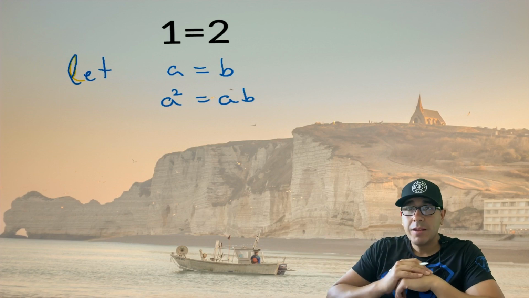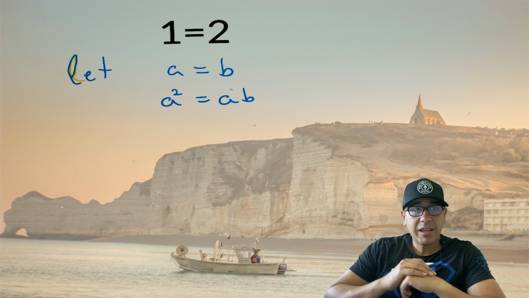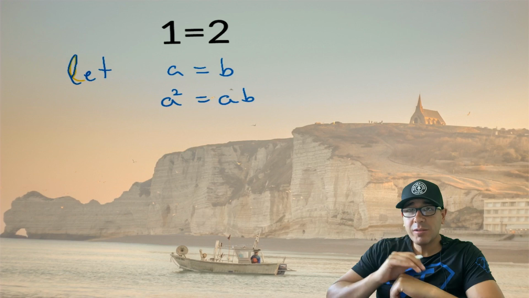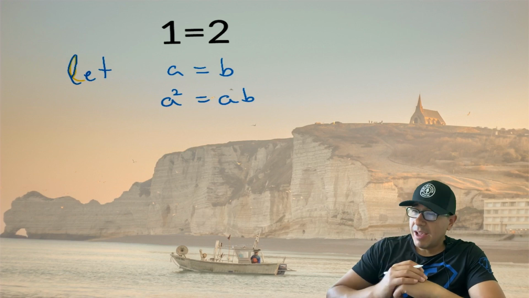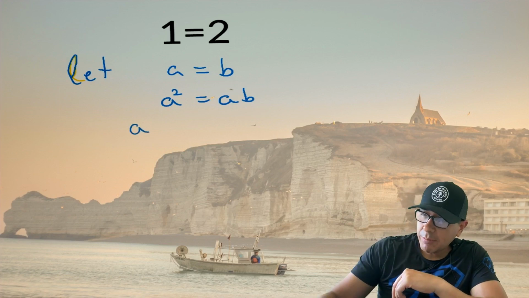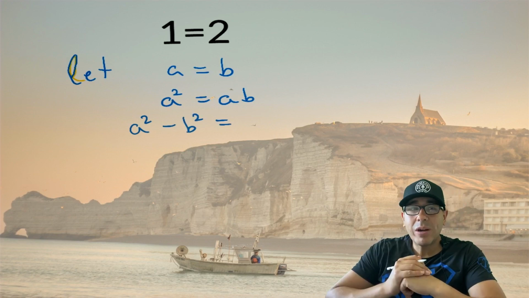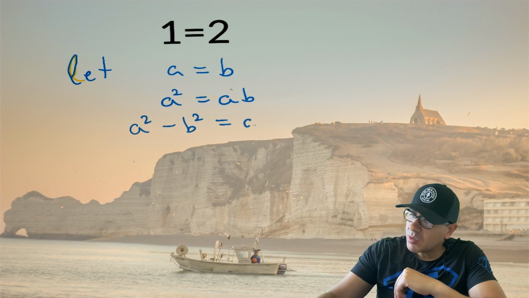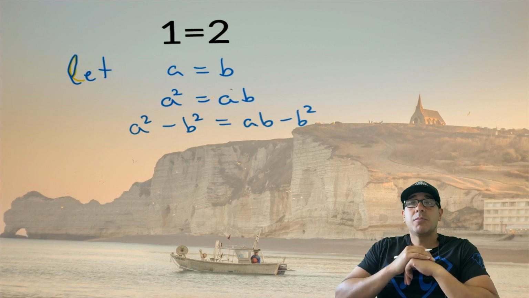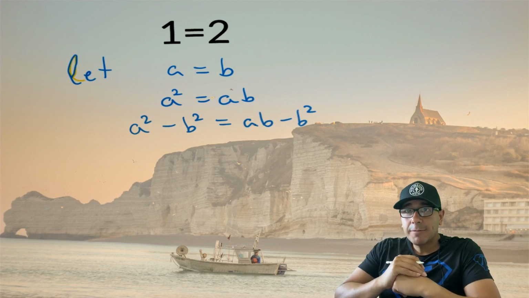All right, are we good there? Check it out. Next step. According to our algebraic properties, I can subtract some number from both sides too. So I'm going to take b squared and subtract b squared from both sides.